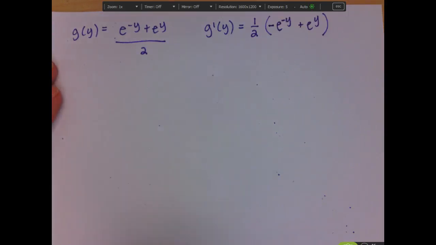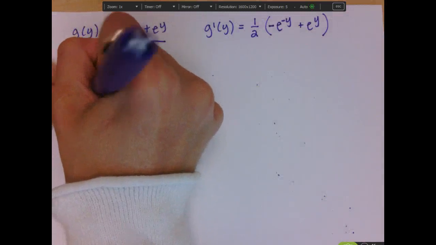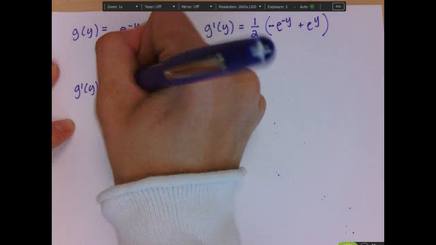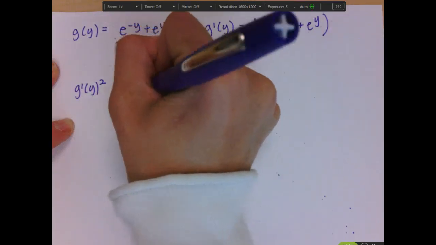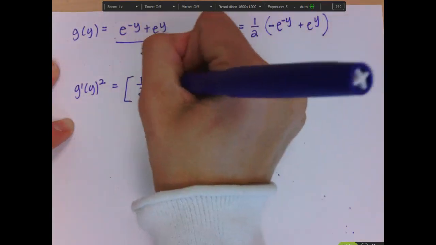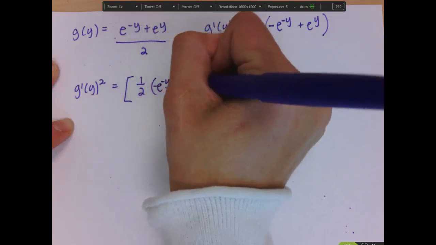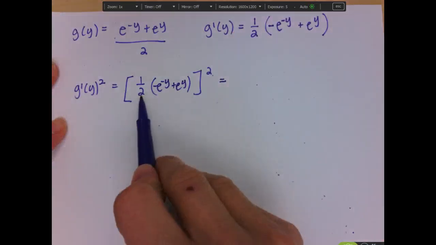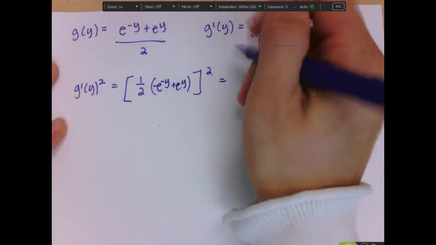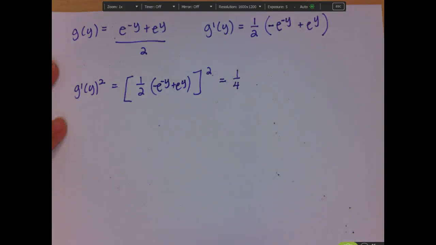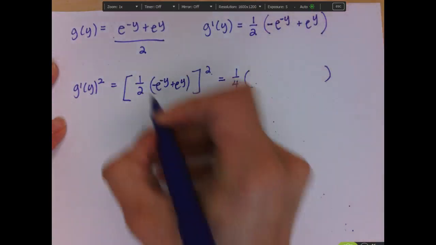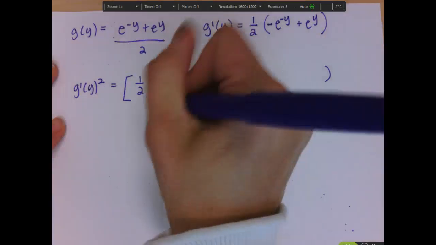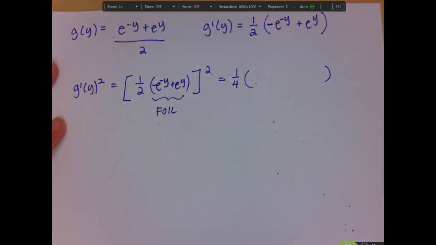Remember, in addition to taking the derivative of it, it also needs to be squared. So let's go ahead and do that before we plug it back in. So squaring 1/2 times negative e to the negative y plus e to the y. When I square, I can square my 1/2 constant multiple, which will give me 1/4, but a little bit trickier when I'm squaring this piece because it is a binomial, so I do have to FOIL that out.